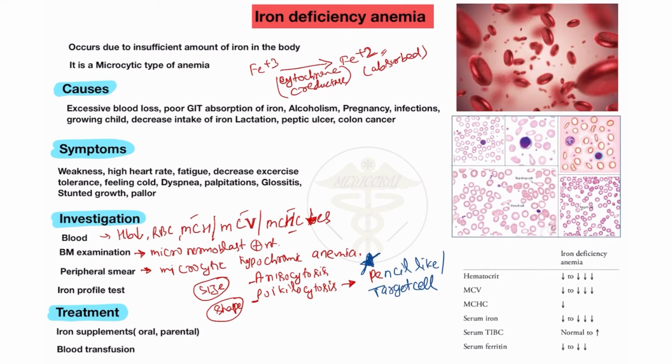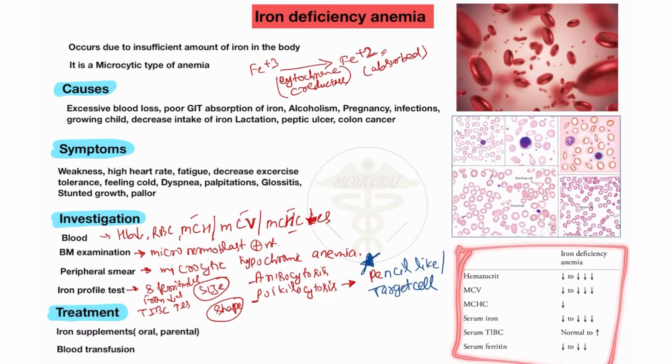In the iron profile test, when you do the iron profile test, then you will see the serum ferritin level decreases. Also you will see the serum iron level decreases, and total iron binding capacity increases in the patient. Serum total iron binding capacity increases in the investigation. Here I gave the chart for learning this.